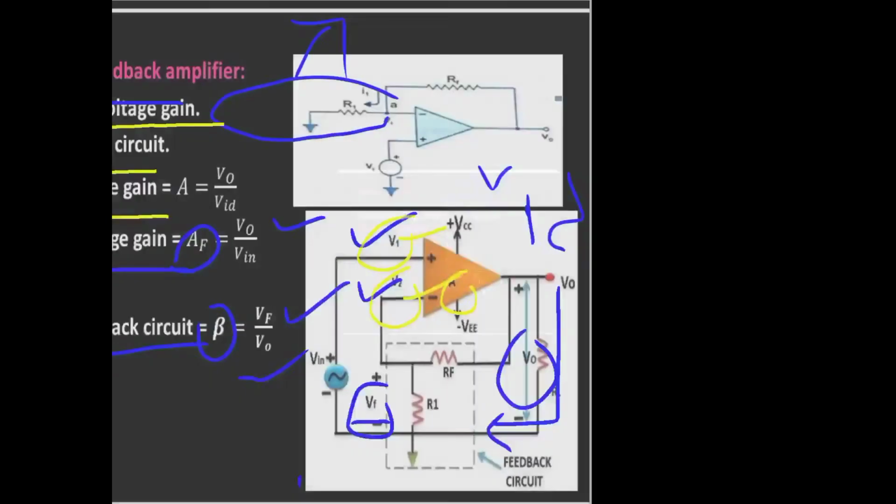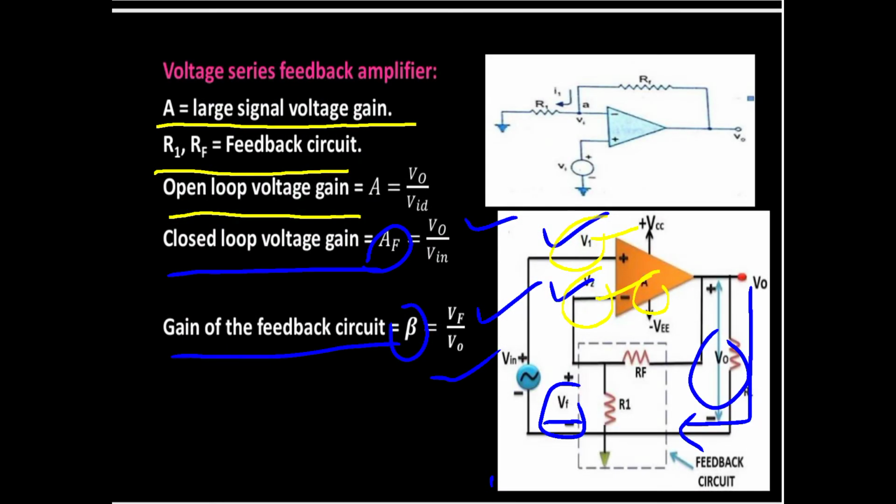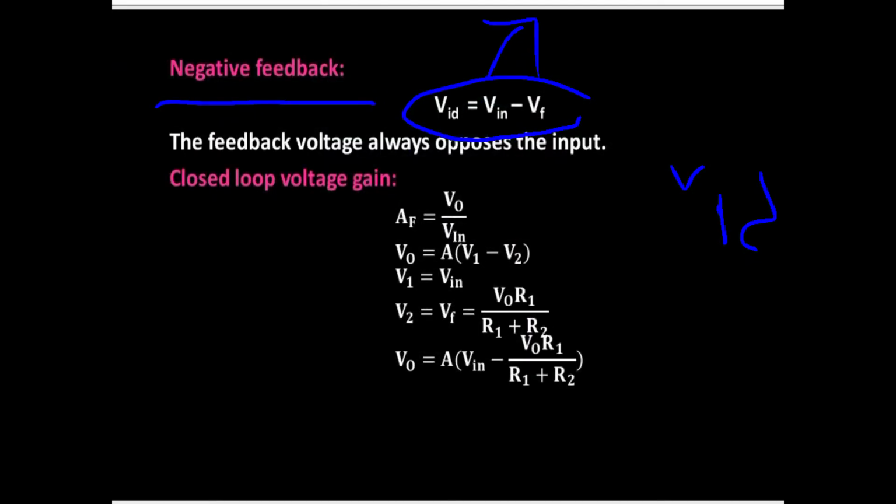V1 is nothing but VIN and V2 is nothing but VF. Remember this point, and let's substitute here, V1 is nothing but VIN and V2 is nothing but VF. The feedback voltage always opposes the input voltage. Here the input voltage is VIN, and this input voltage is always opposed by the feedback voltage.